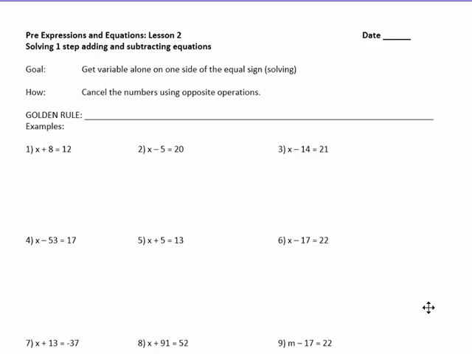All right, ladies and gentlemen, so today we're now going to start getting into the algebra part where we're going to be working on solving an equation. And solving means that we get the variable alone on one side of the equal sign. That's called solving. That's our goal. How do we do it? We cancel the numbers using opposite operations, right? We talked about operations in our previous chapter, so we're going to be using inverse operations, the inverse property. Please add that in.